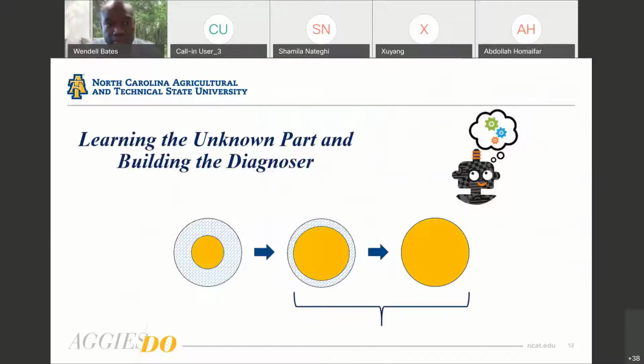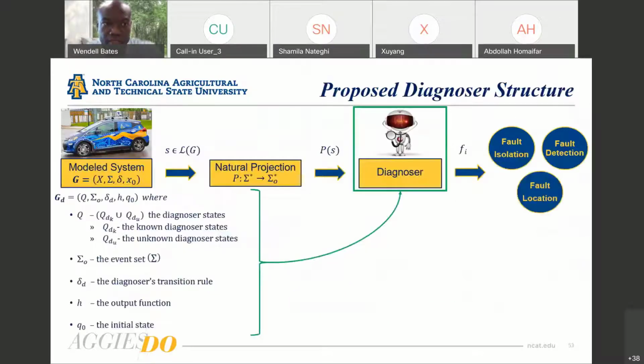And so now the next part, once we have the known information, we've built our table, we've constructed the table based on the known information, we then go to learning the unknown part of building the diagnoser. And so the rest of the diagnoser structure is also represented as a tuple where Q represents the diagnoser states, QDK is the known diagnoser states, QDU is the unknown diagnoser states. You have your event set, the diagnoser's transition rules, the output function, and Q0, which represents the initial state.